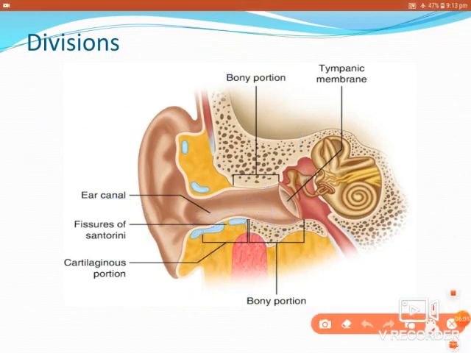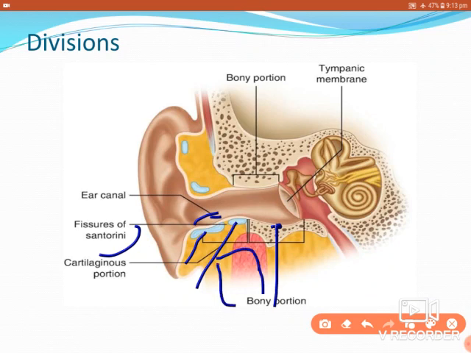Here at the antero-inferior of the cartilaginous part, there are the fissures of Santorini, and at the antero-inferior of the bony part, there is the foramen of Huschke. Through this fissure and foramen, infections can spread from the parotid and from the infratemporal fossa towards the canal and vice versa.